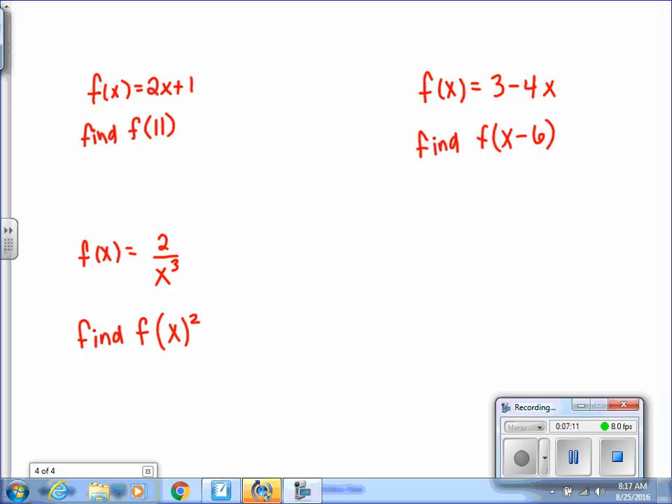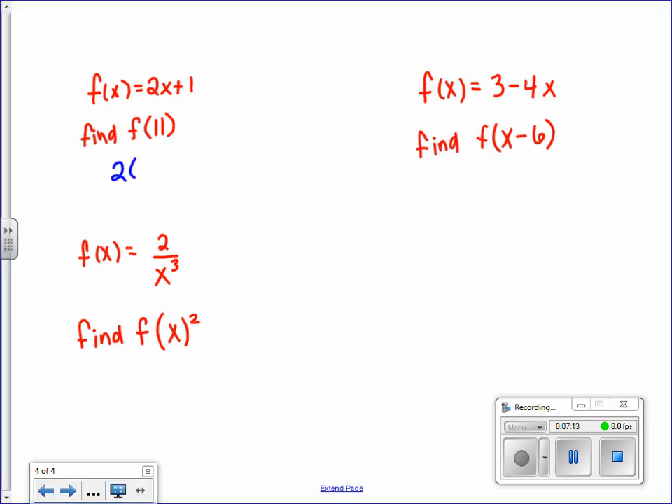Alright, so right here, I just have to substitute 2 times 11 plus 1, so that's going to be 22 plus 1. So f of 11 is 23. This one, I like this one because I've kind of snuck in some power rules on you. So f of x squared would be 2 over x squared cubed. What's x squared cubed? X to the what? 6. Yeah.